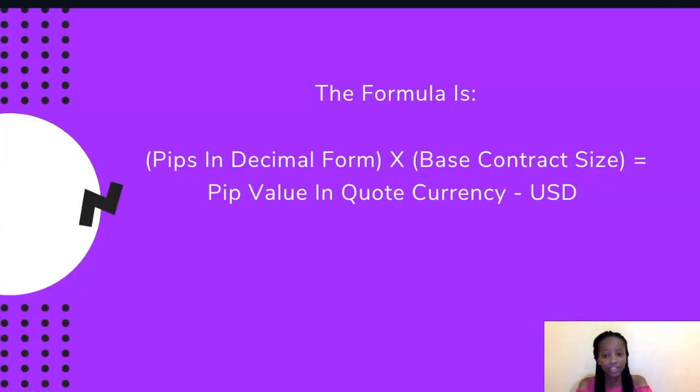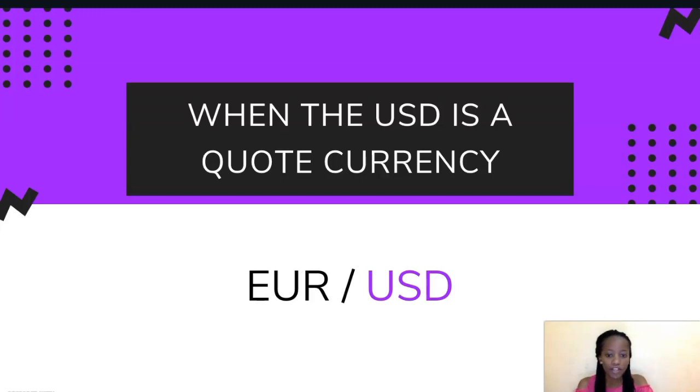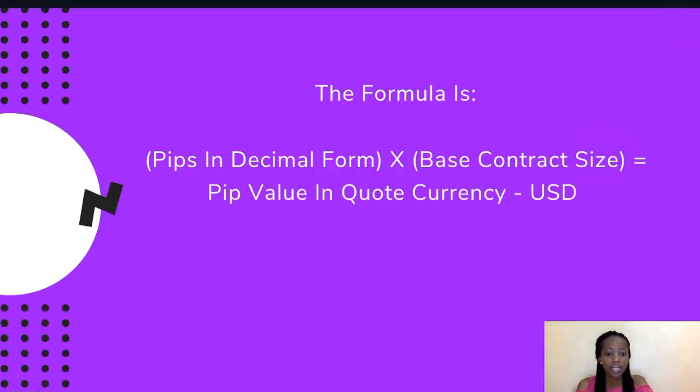The formula is your calculated pips in decimal form multiplied by the base contract size. For this video and future videos, we're going to be using the standard lot, so that's 100,000 units. When I say the base contract size, I mean that if we're talking about the Euro USD, we're going to be using 100,000 euros for the base contract size. That will give us our pip value in US dollars.